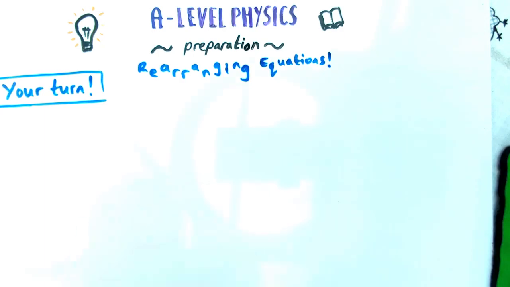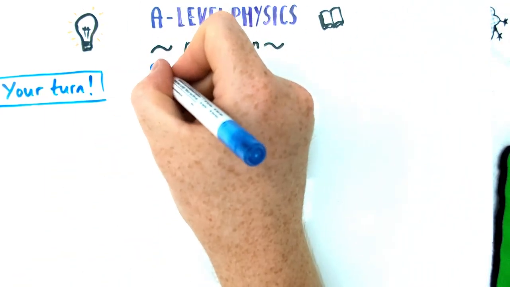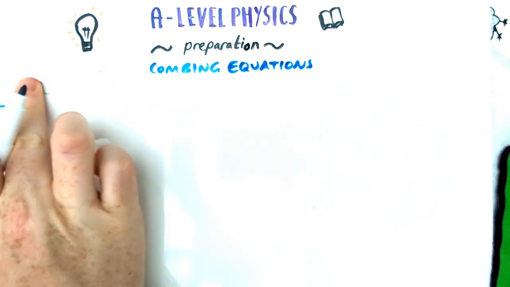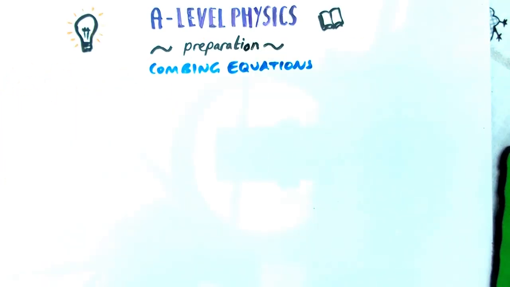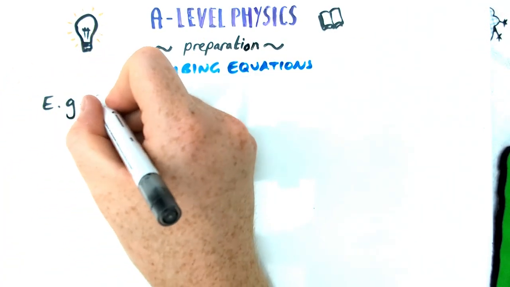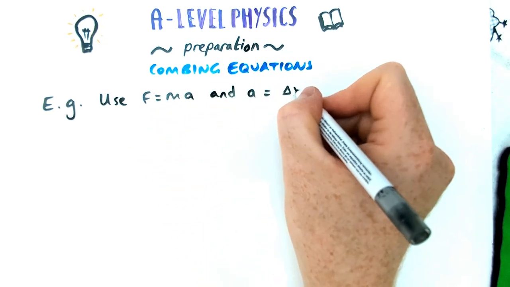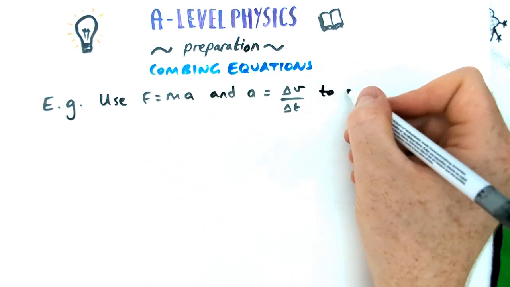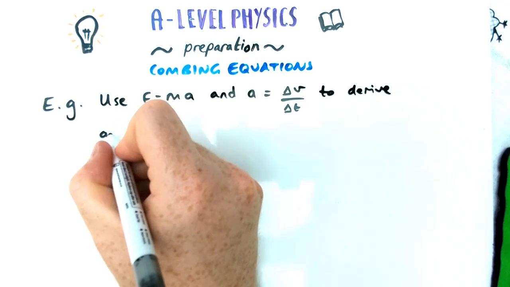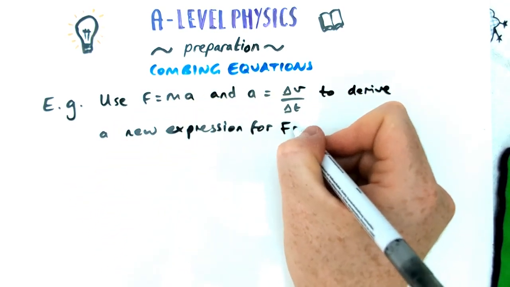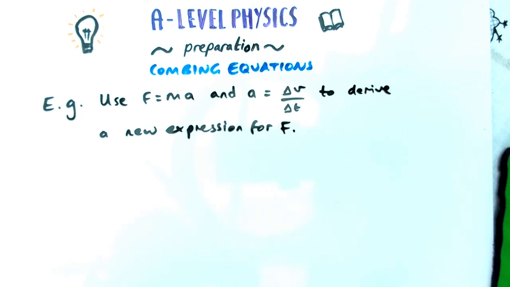One of the main things about being able to rearrange equations is that you can combine equations together, which is a big thing in A-level physics, taking one equation and another and kind of mishing them together so you find another one. An example of this from GCSE you might have come across is to use Newton's second law, force equals mass times acceleration, and acceleration is change in velocity divided by time, to derive a new expression for F.